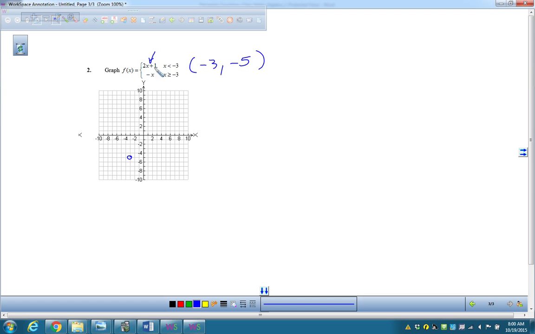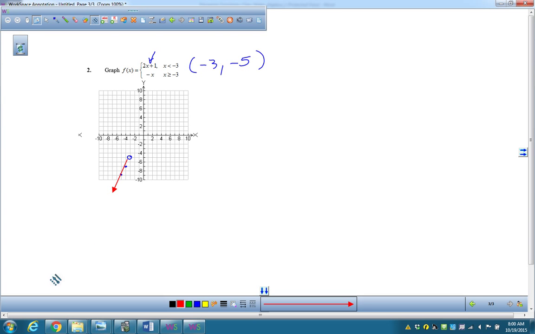Now this line has a slope of 2, but I have to go less than -3. So I'm not going to go this direction, I'm going to go this direction. So it has a slope of 2, which means every 2 I go up, I go over 1. So I could go backwards 1 and down 2, right? That would be the same thing. Backwards 1 and down 2. And draw a line going this way from this point. Follow what I just did?